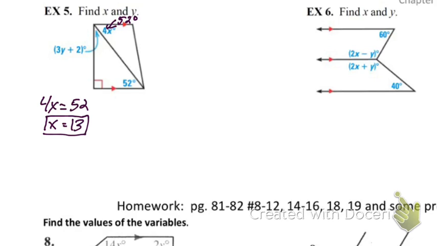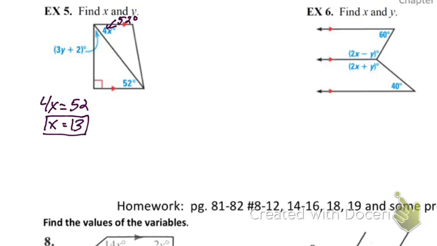What else could we do? Labib? So, you do the 4x, and the 3y plus 2 plus 4x equals 90 degrees. Yeah. I'm positive. Wait. He's 100% right because this is 90 degrees.